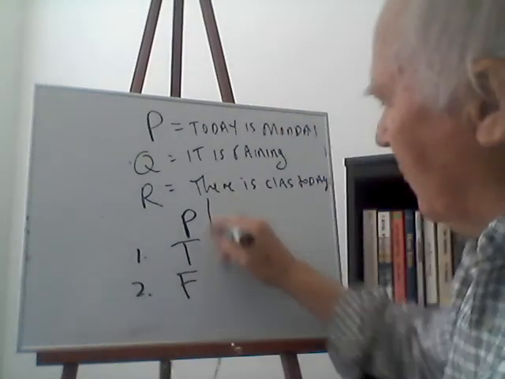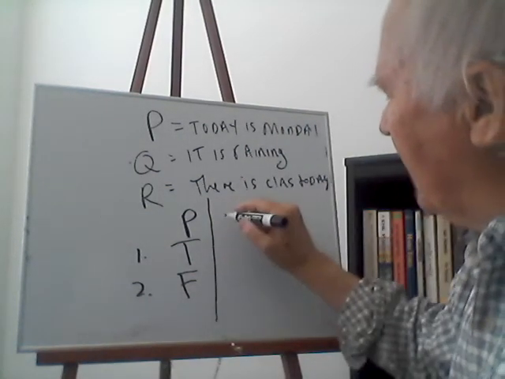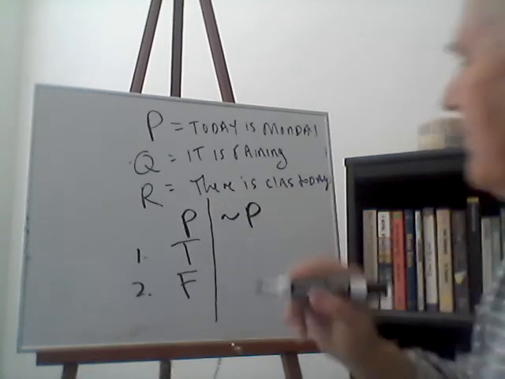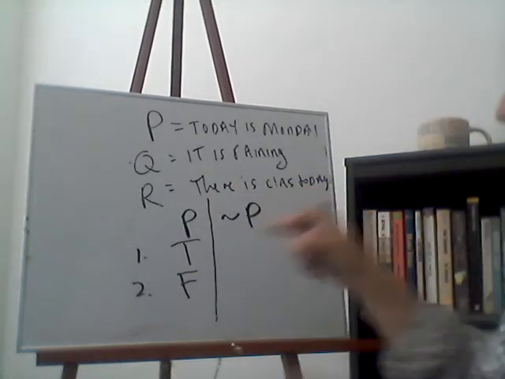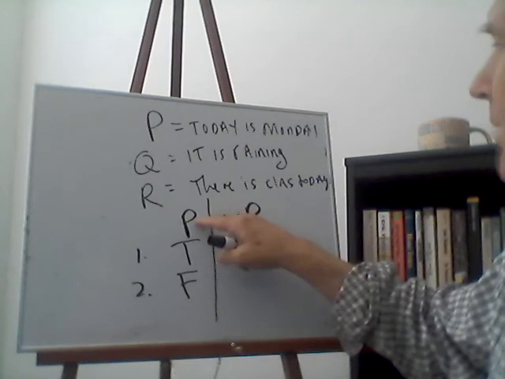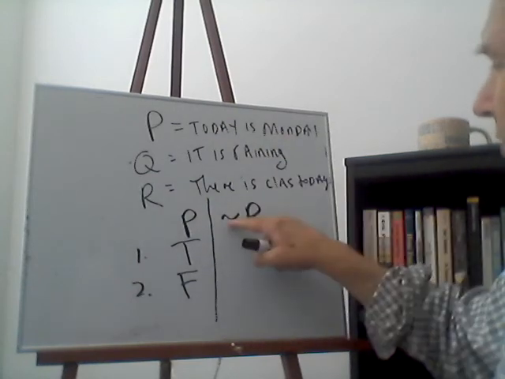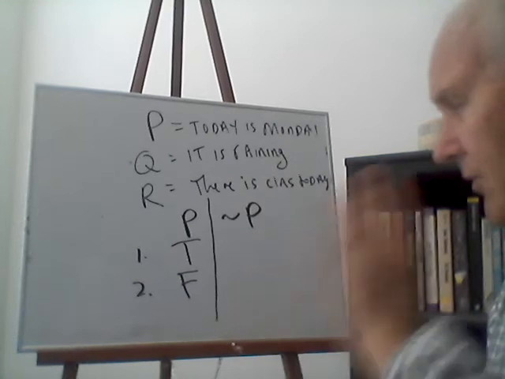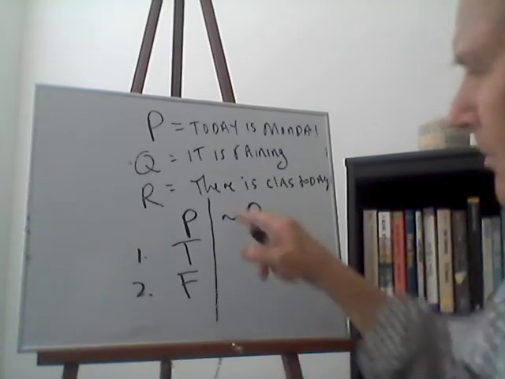Now, if I put a negation sign in front of it, it's not P. Let's say this stands for today is Monday. Today is not Monday. Here's how this is going to work. This is a truth table.